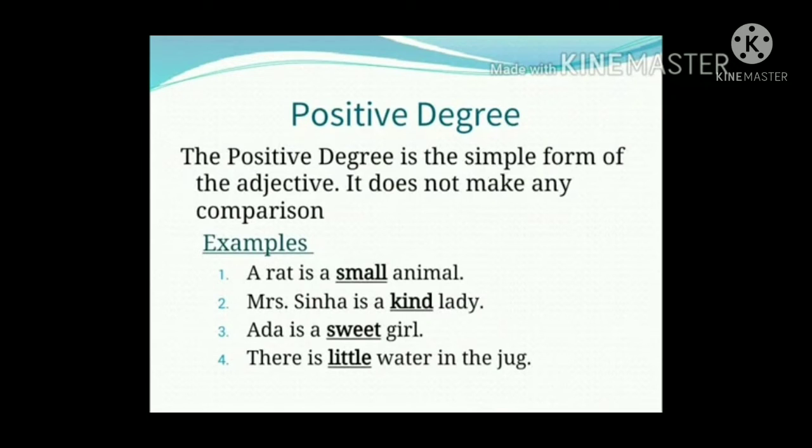So you can see small, kind, sweet, little. These words are adjectives which are highlighted, and they do not change at all. So these adjectives are all in their original form. So that's why they are called the positive degree of comparison.